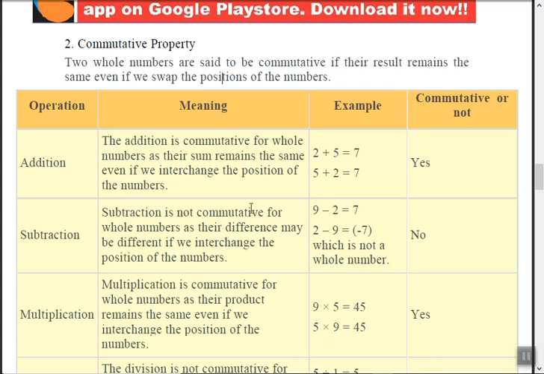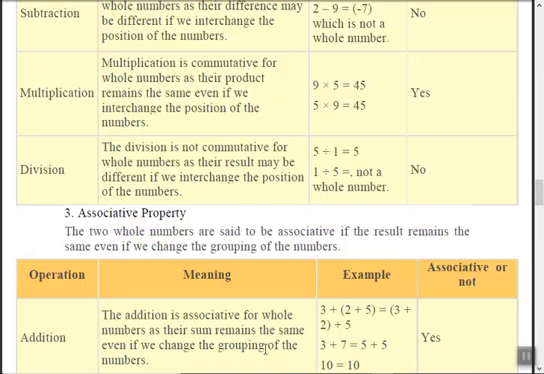So commutative property is not applicable for subtraction. Subtraction is not commutative for whole numbers as the difference may be different if we interchange the position of the numbers. Right? But if this would have been for integers, then it would have been commutative. Means 9 minus 2 is an integer, 2 minus 9 is again an integer but not a whole number. So remember, what are we studying? That's important. If we are studying whole numbers, then subtraction is not commutative.